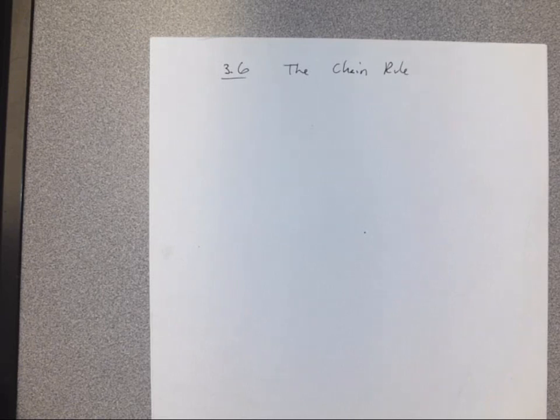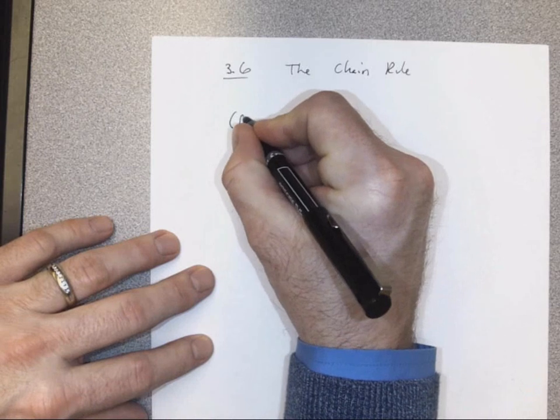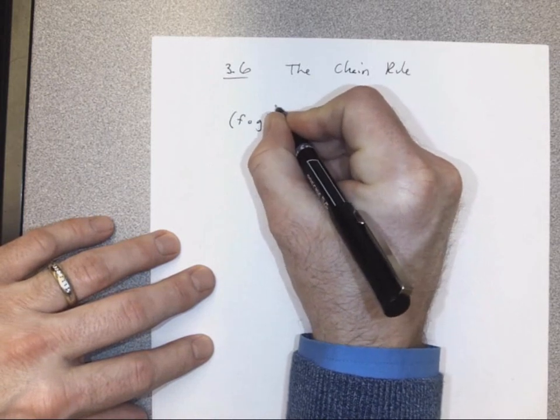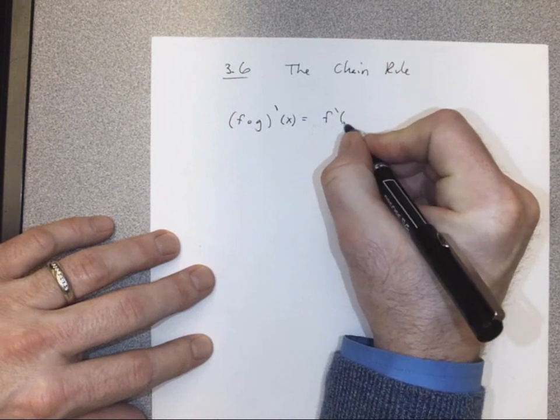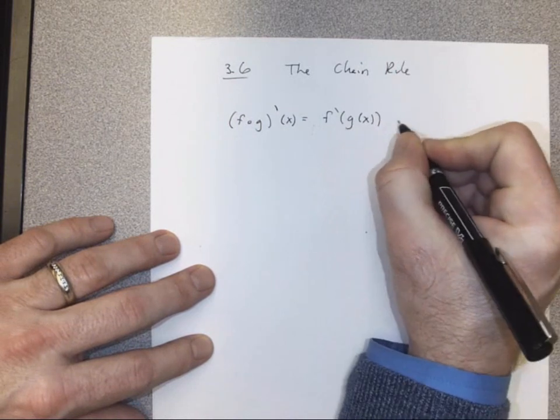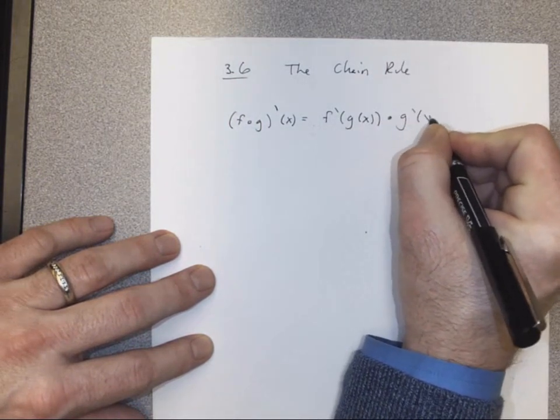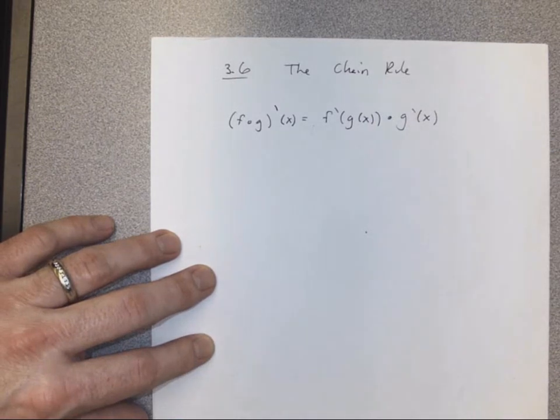So what it really comes down to is this: if I have f of g of x and I want to take the derivative of that thing, it's the derivative of the outside function, leave the inside function alone, multiplied by the derivative of the inside function. So that's really our technique.